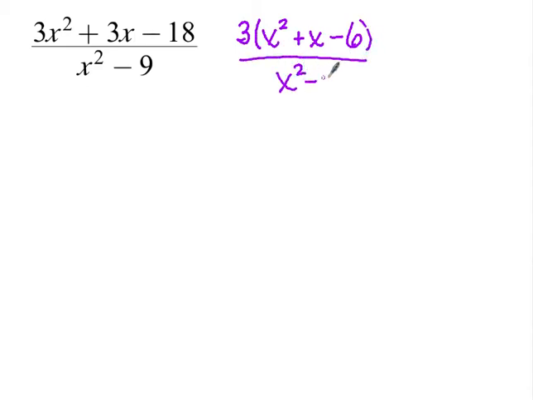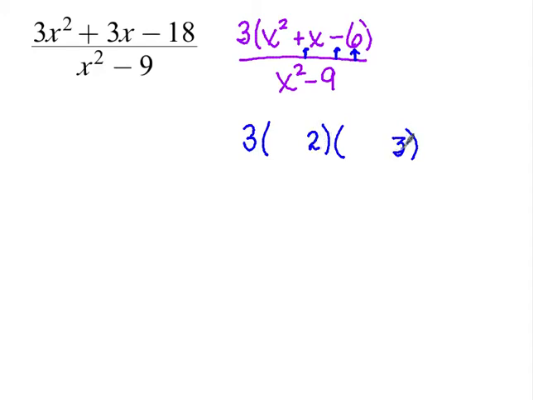Now what we need to do here is factor. So I need to factor that top, x squared plus x minus 6. In order to do that, since my first term here is 1, I look at the last term. I'm looking for 2 factors of 6 that differ by 1. What are those 2 factors of 6 that differ by 1? 2 and 3. So remember, I put my 2 and 3 here.